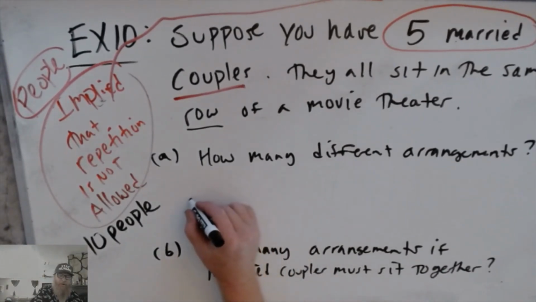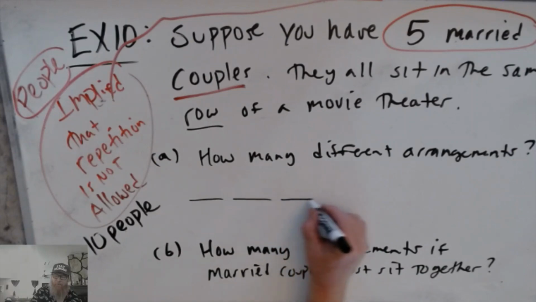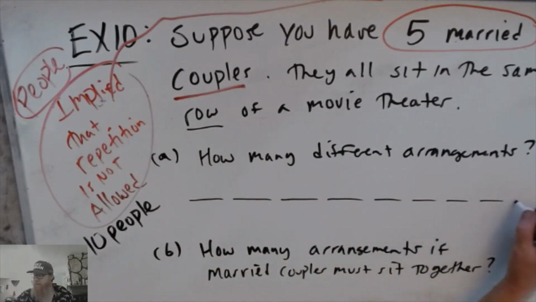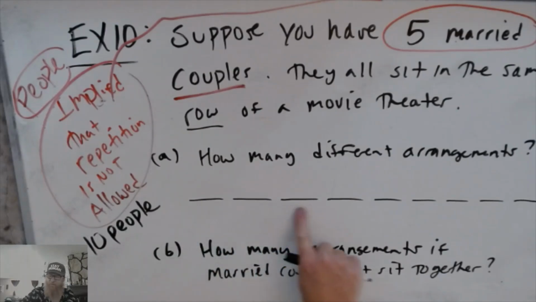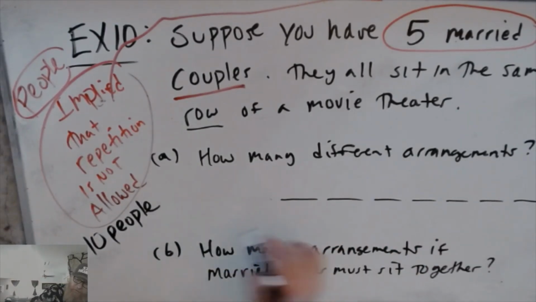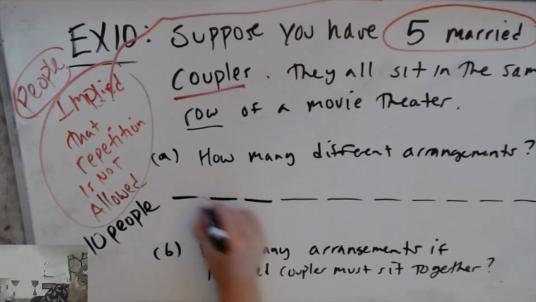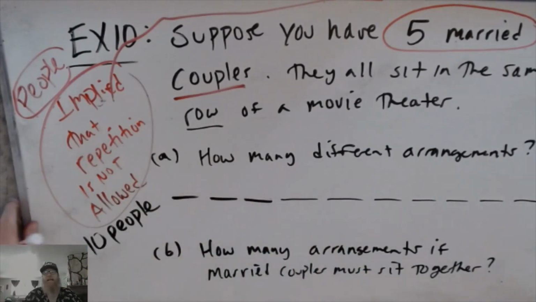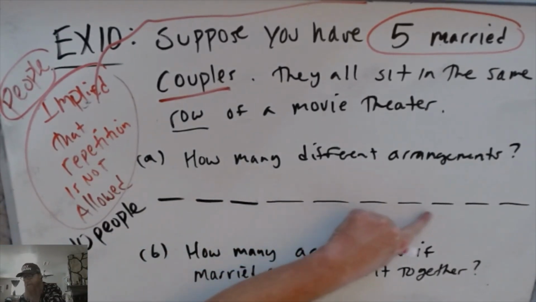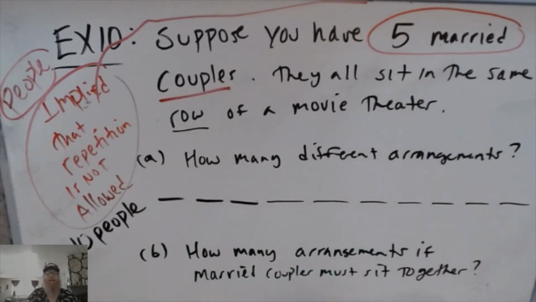So they're going to take up the front row of a movie theater. Let's see if I can get all 10. 1, 2, 3, 4, 5, 6, 7, 8, 9. Almost. Here, let's just do this. So here are my 10 seats. 1, 2, 3, 4, 5, 6, 7, 8, 9, 10. I've got 10 people.